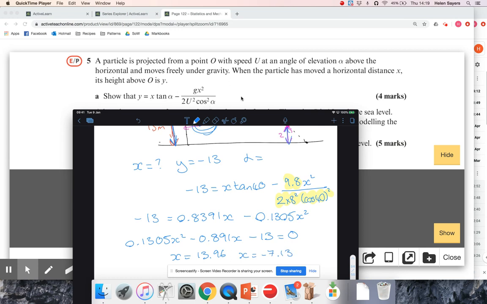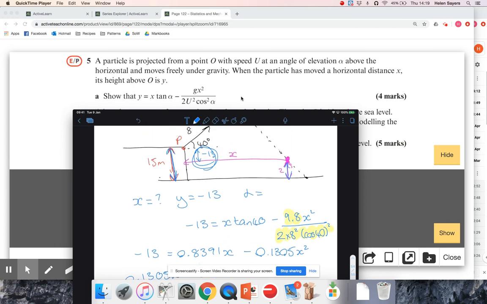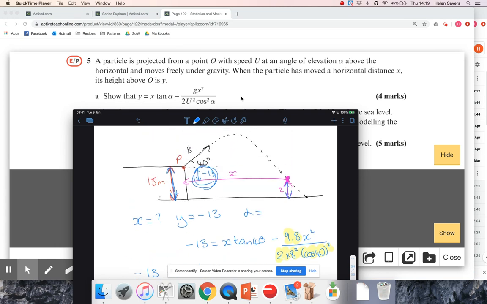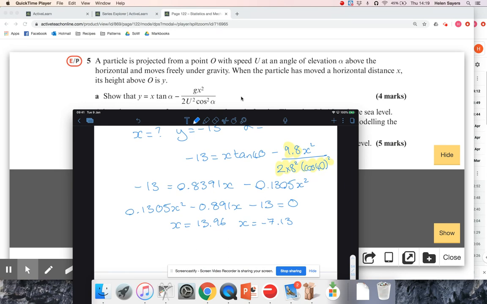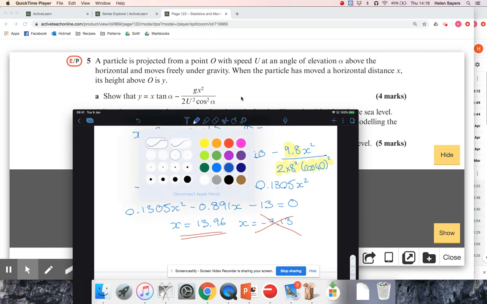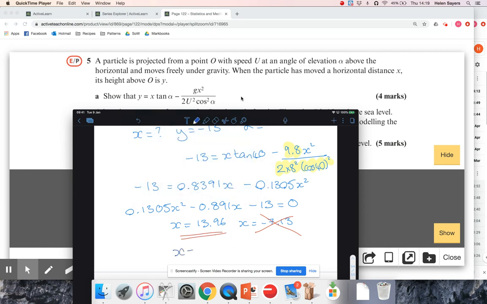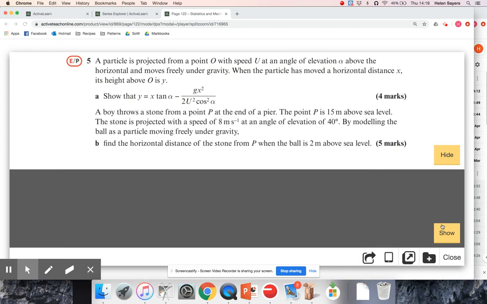And as far as I can judge, I'm quite happy with those because the negative answer obviously is not relevant, but this is basically a quadratic, so it does make sense that there would be a negative solution. So not relevant in the context of this question. So I would be guessing X is 14.0 meters. My only worry there is whether I rounded a bit too much and lost some accuracy. Let's see.